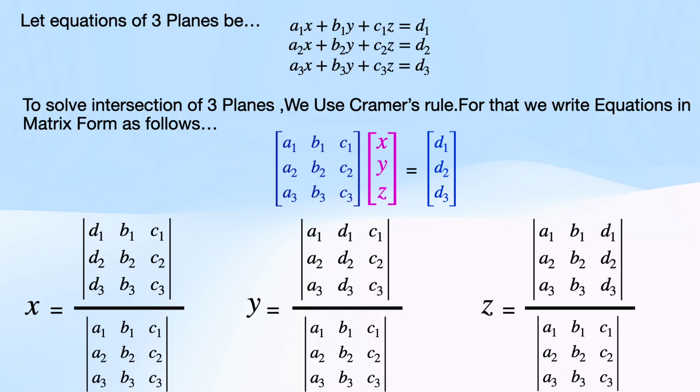The method uses determinants and provides a solution for each variable by using the ratio of determinants of matrices. So here you can see the formula to find out the values of x, y and z, and in this way we solve the equations of the linear system.